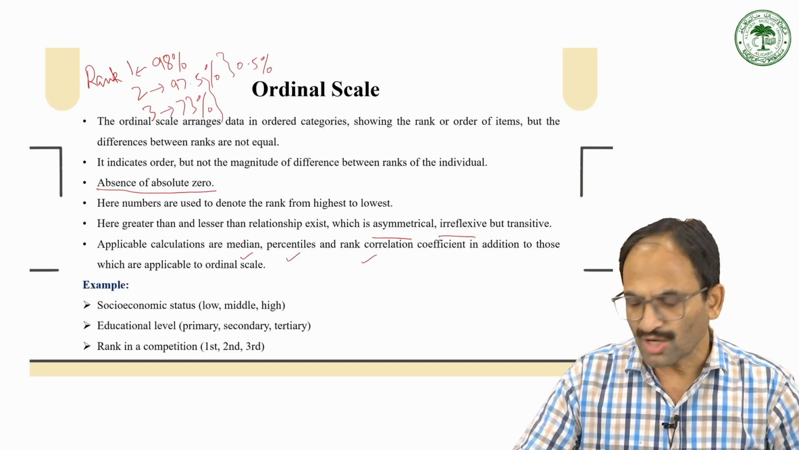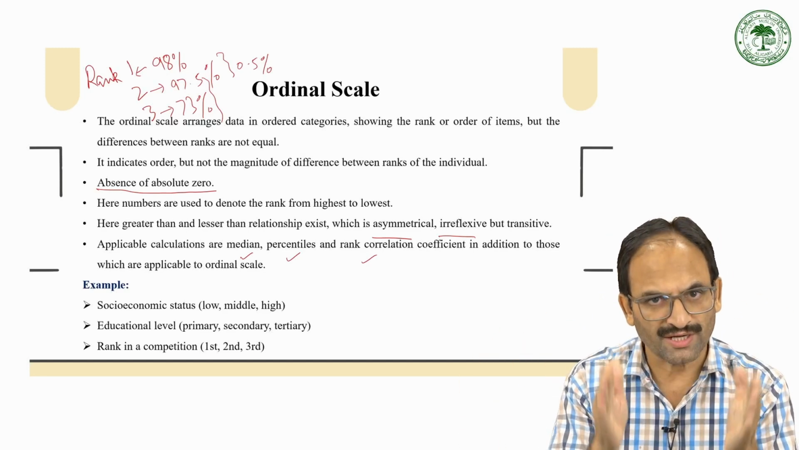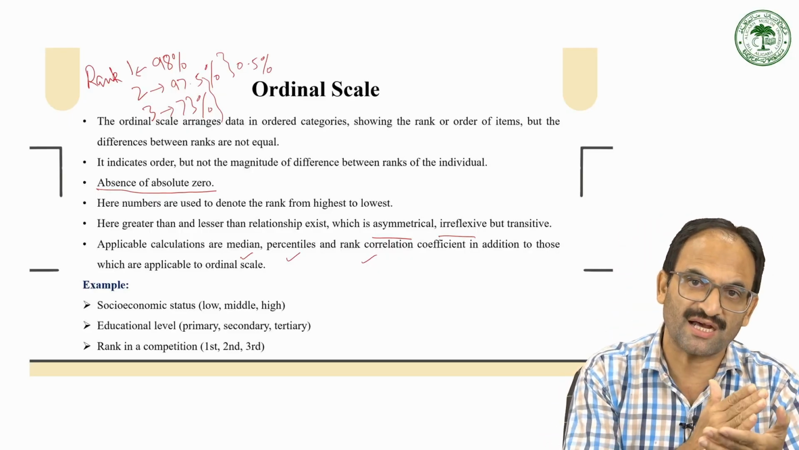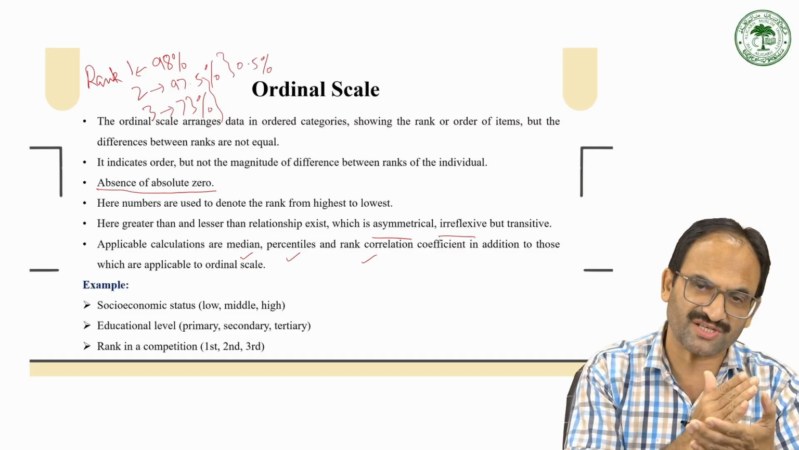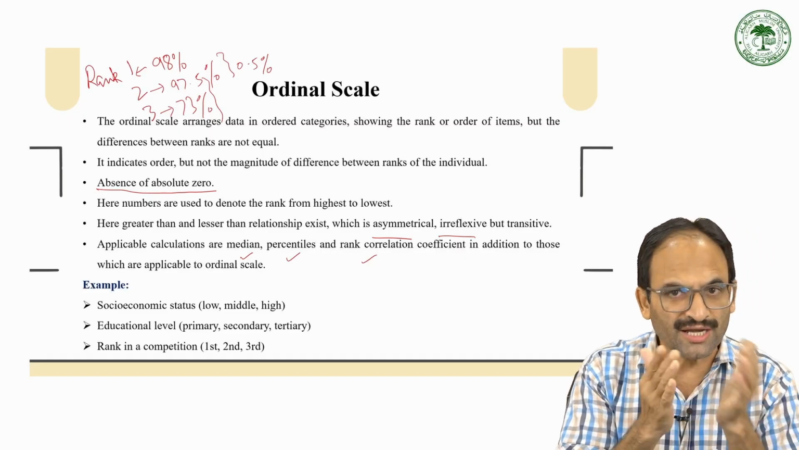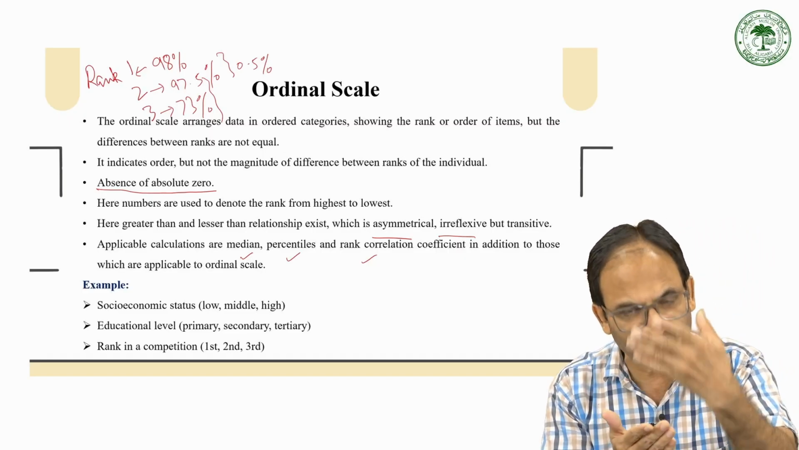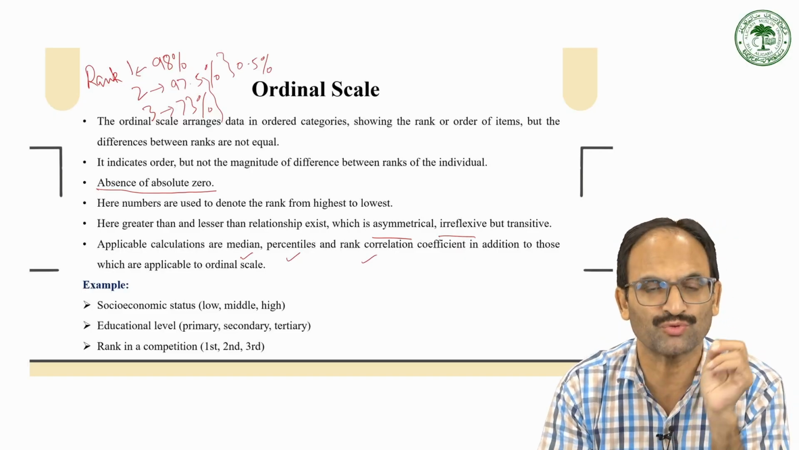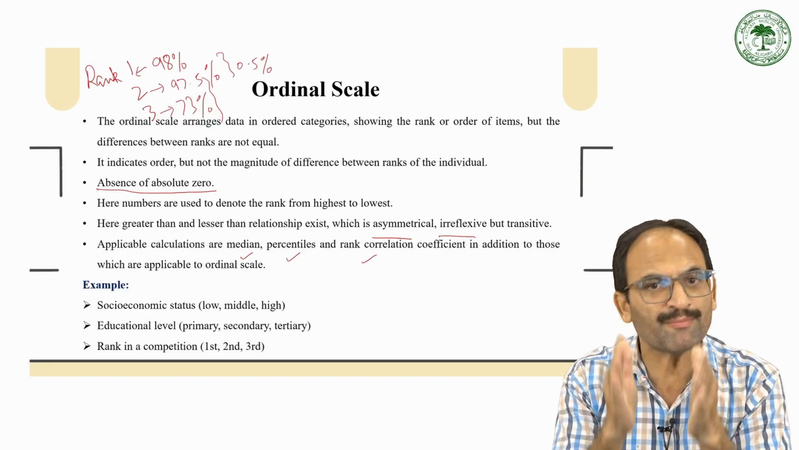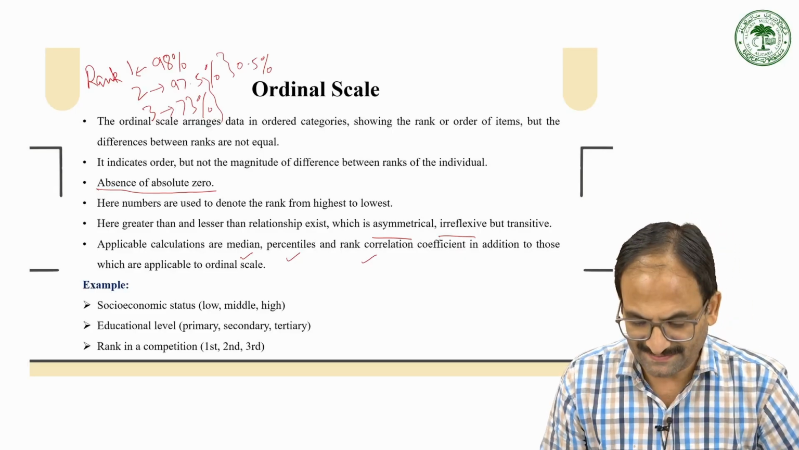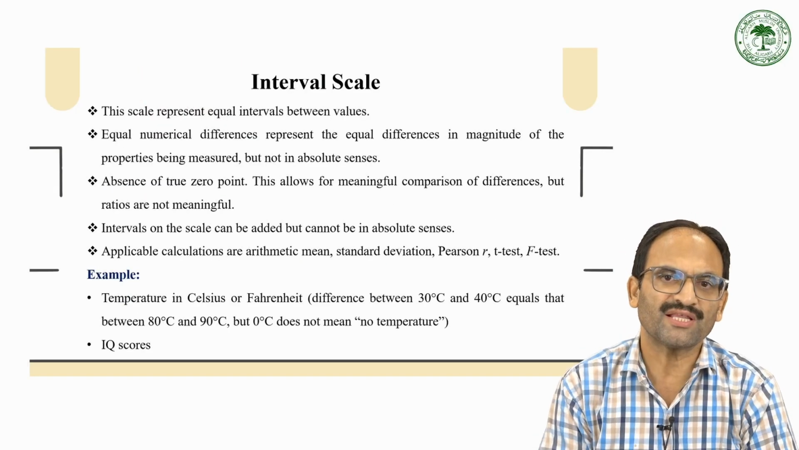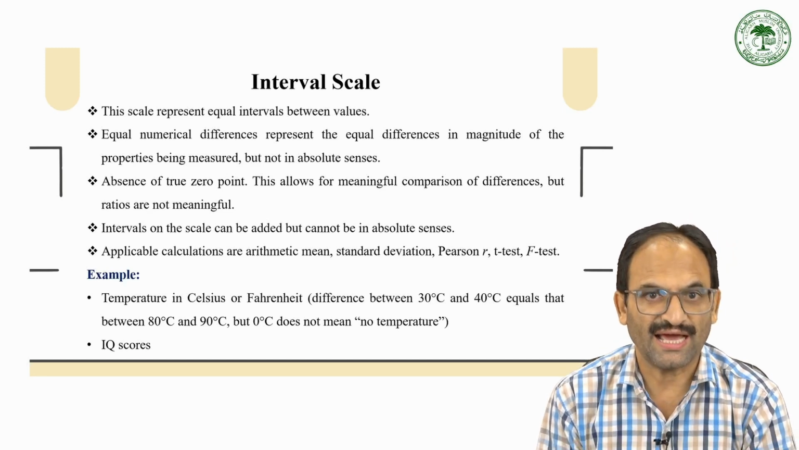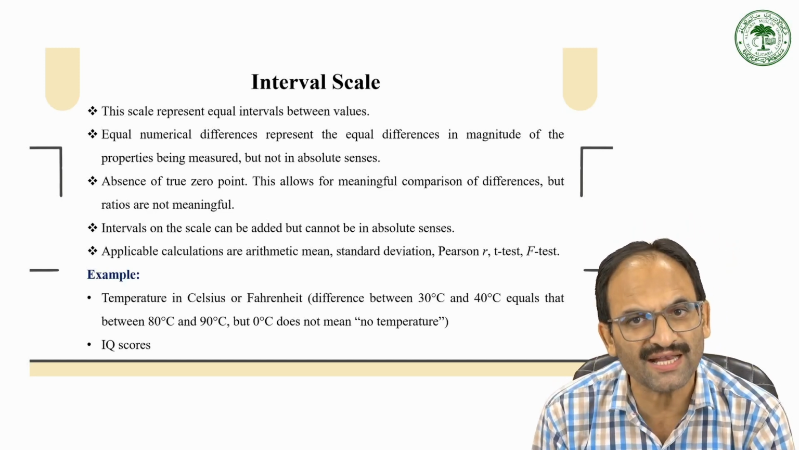So nominal scale and ordinal scale, let me tell you the difference. Nominal scale's purpose is just identification, just classification, just differentiation. Ordinal scale is in some ways better than nominal scale, but here the problem is that we don't have the absolute zero, or we don't have the same difference between successive ranks. The third scale that we frequently use is interval scale. And what is this interval scale?